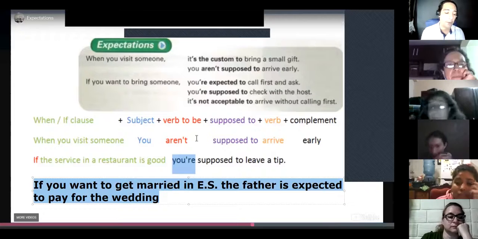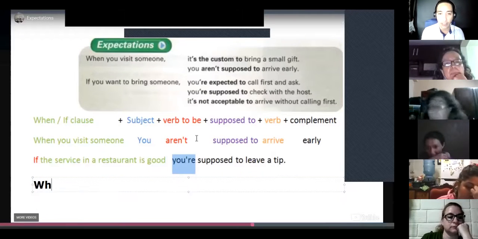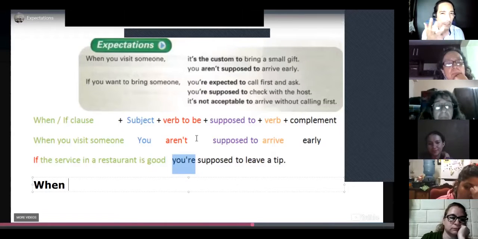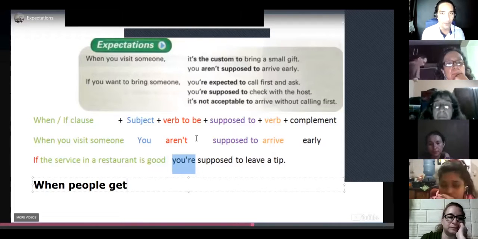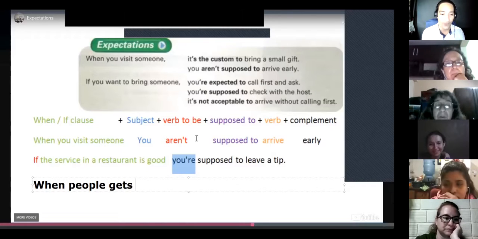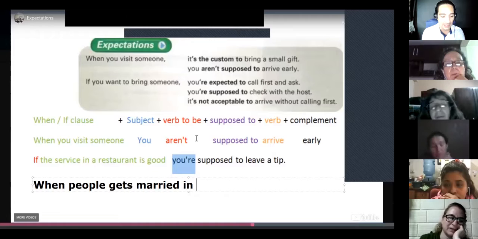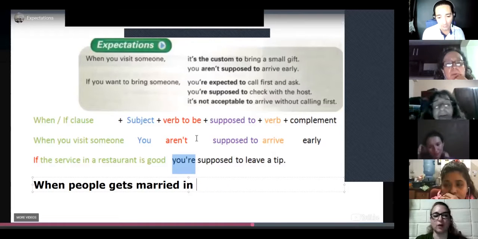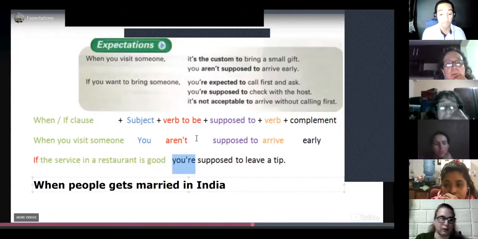Okay, give me another example. I was talking about India because I heard a lot of things about how they get married, you know. You may have heard about India, right? You have to pay for the cow. When people get married in India, you have to bring a lot of cows.